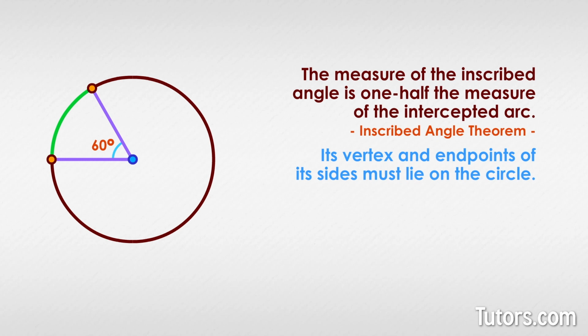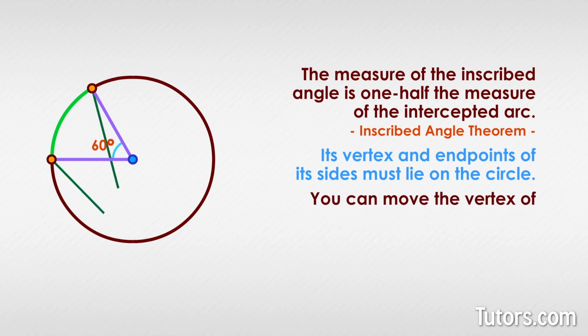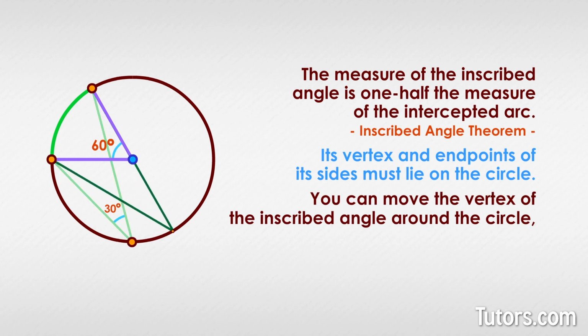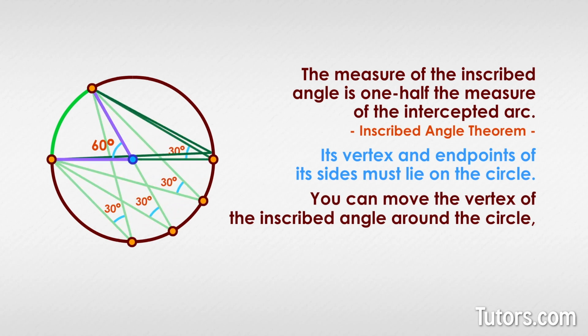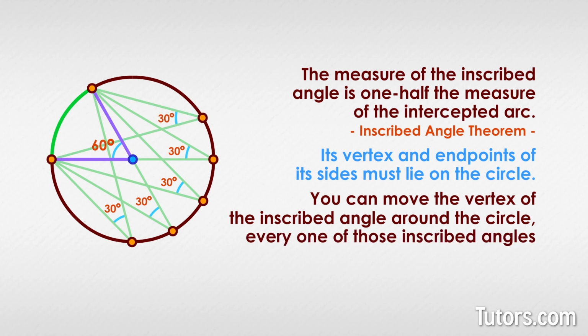And that's about it. That means an intercepted arc can have dozens, even hundreds, even thousands of inscribed angles. You can move the vertex of the inscribed angle around the circle, keeping the sides' endpoints pinned to the intercepted arc, like this. All these inscribed angles are for the same intercepted arc, and yet every one of those inscribed angles measures 30 degrees, in compliance with the inscribed angle theorem.